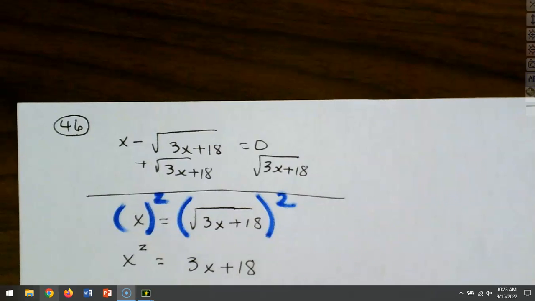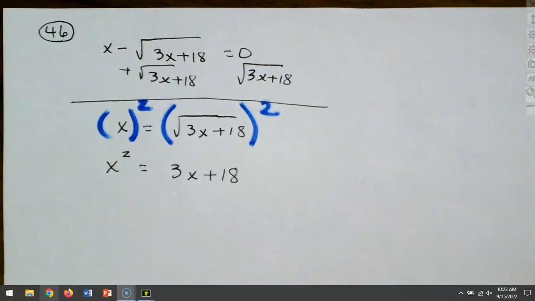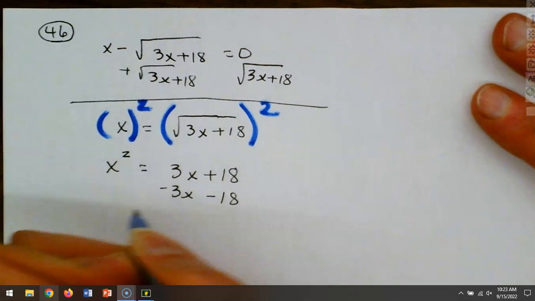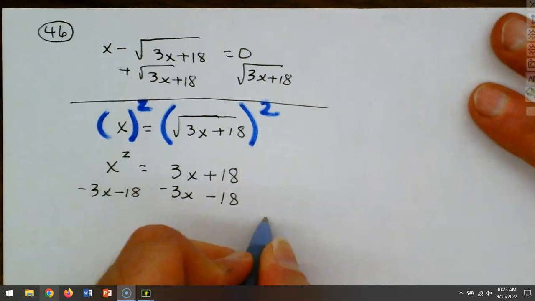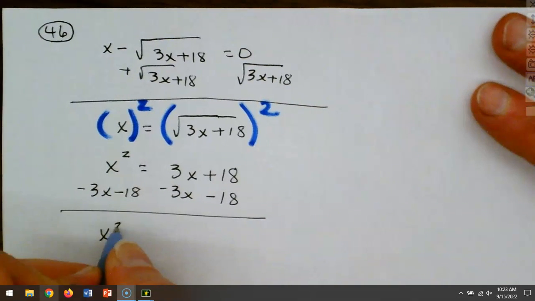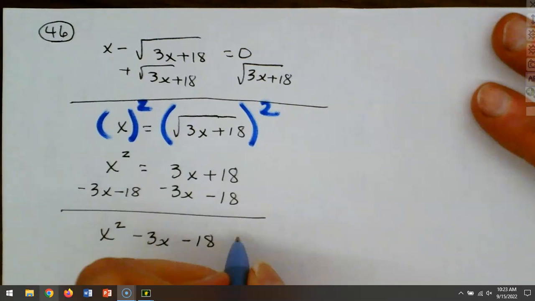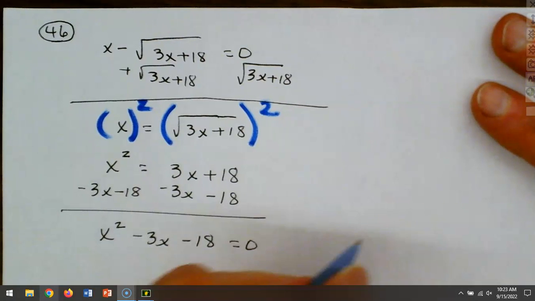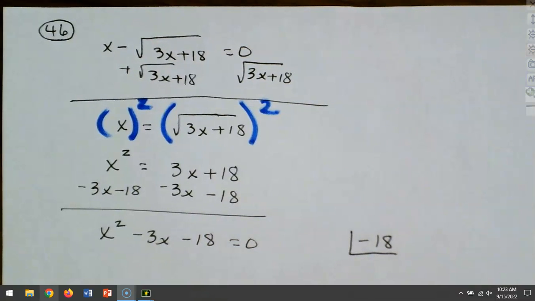How would you solve this? And they should factor out nicely. You should not have to use the quadratic formula at all. Solve this by moving the 18 and the 3x over. And now we've got x squared minus 3x minus 18 equals 0. First times the last makes it a negative 18. What about the signs? Are they different or are they the same?